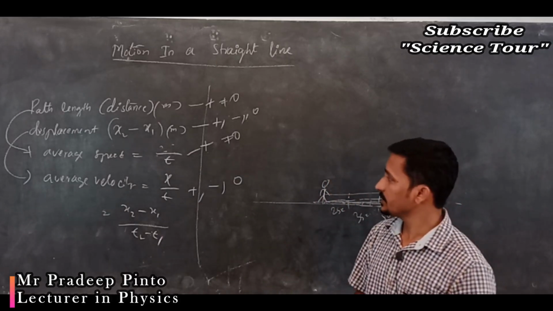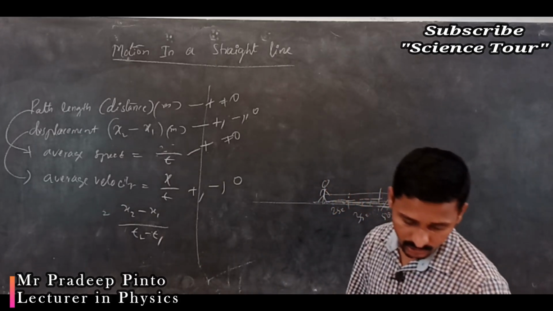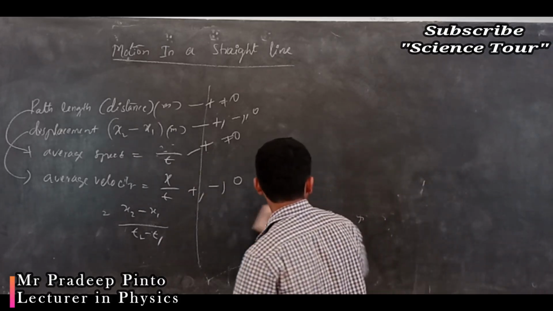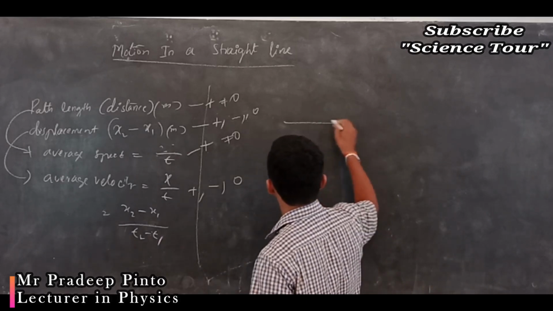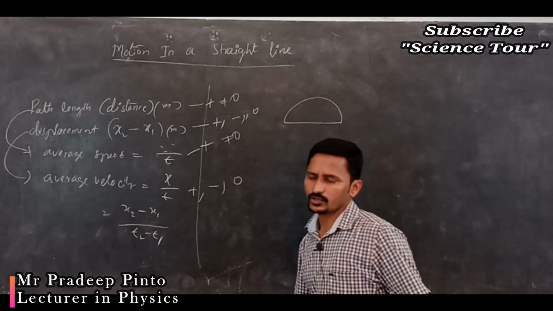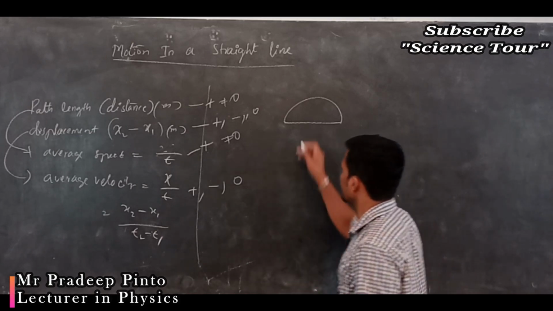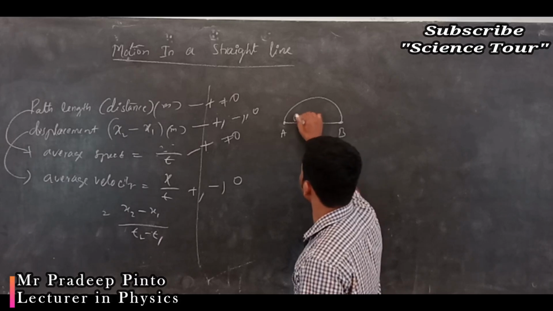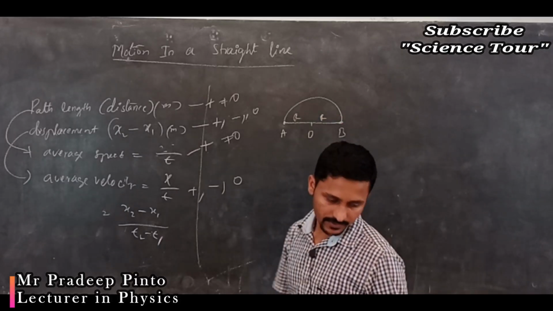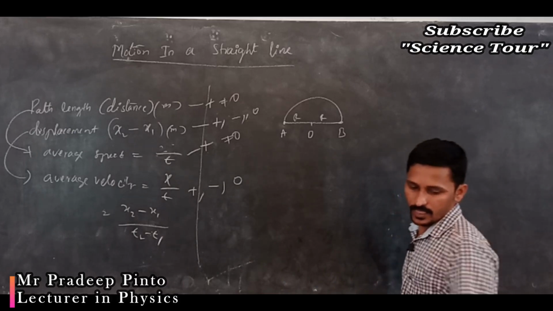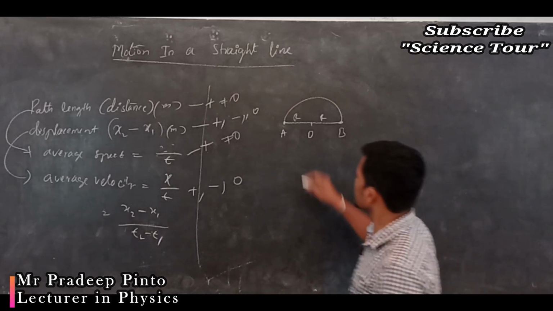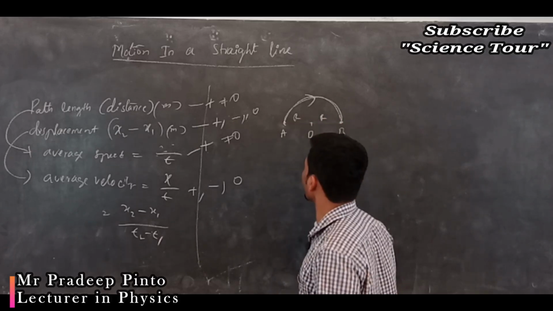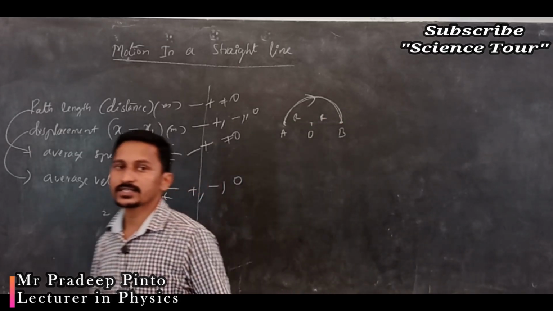Now let me write some questions so that you can find out the displacement and path length. Suppose I give you a figure like this. Sorry, not a graph. This is the point A. This is the path. B. This is O. This is about the circle. Now the object has gone in this path from A to B. What is the path length and what is the displacement? You have to find out.